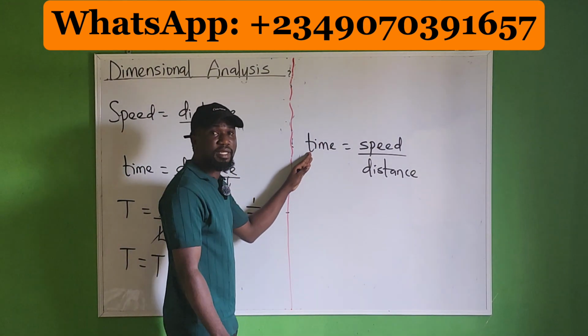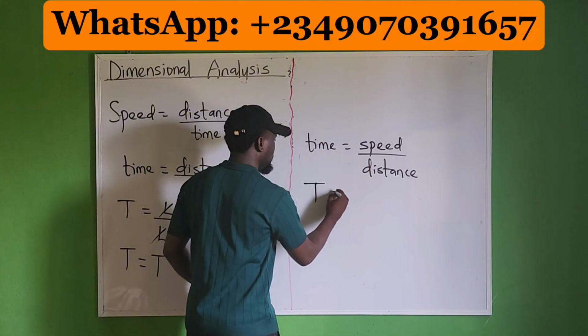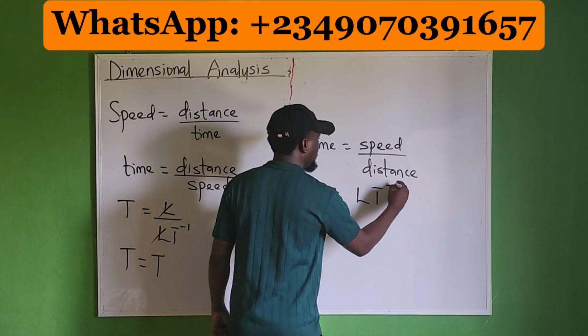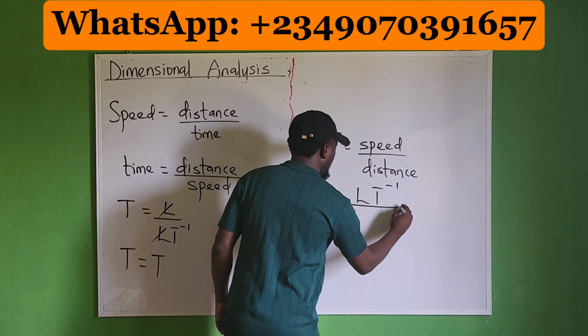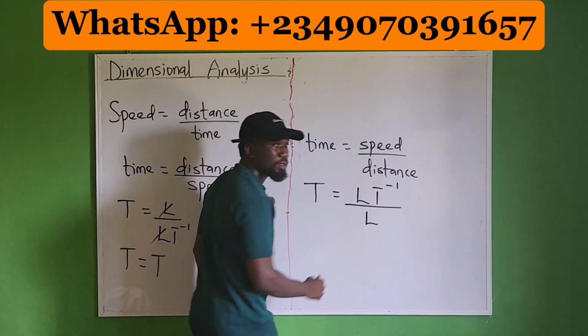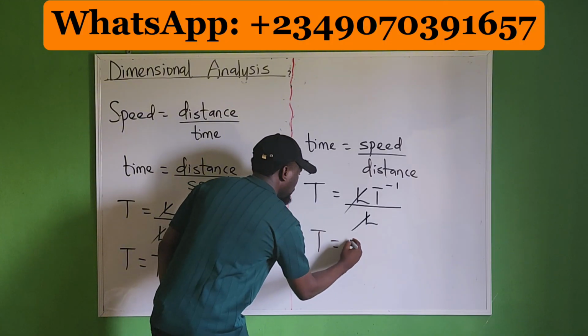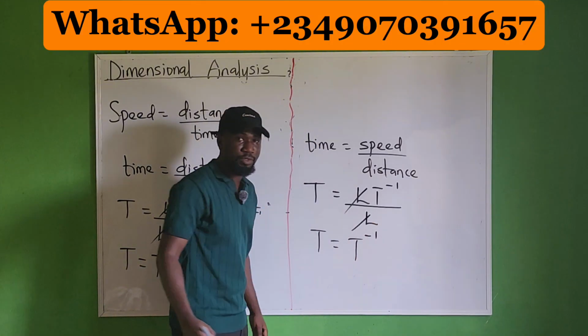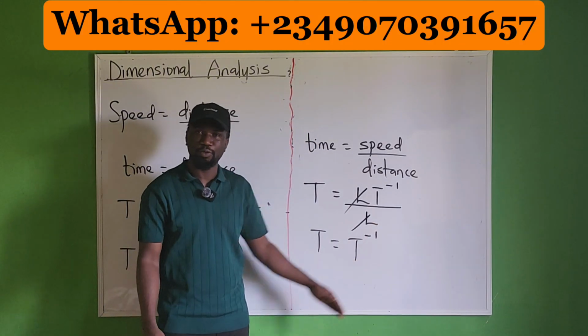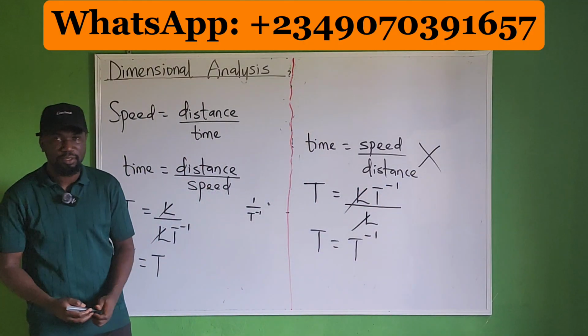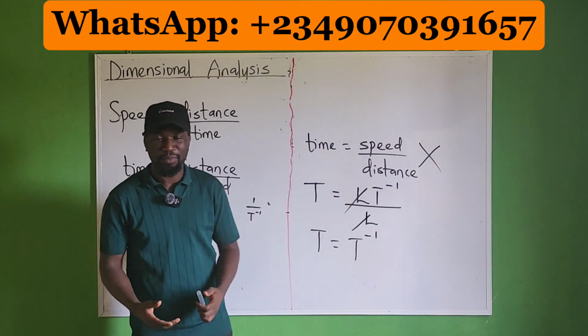So let's check for the other one. This is T, time. That's T equals, what is speed? That's LT raised to minus 1, divided by distance, which is L. Right? So we cancel L. So T is equal to T raised to negative 1. So is left hand side equal to right hand side? No. So that means this equation here is incorrect. I believe you understand. All right.